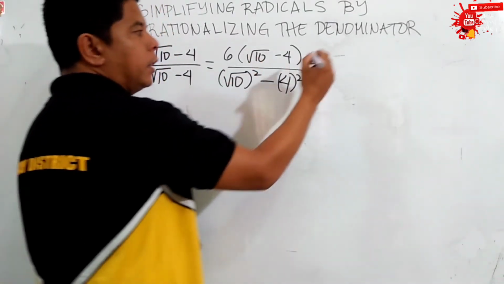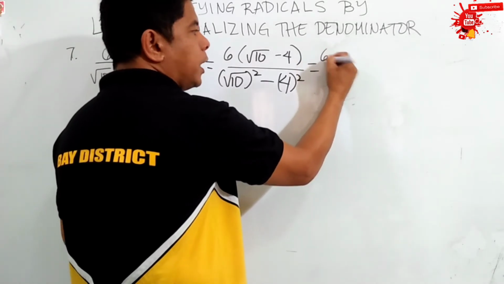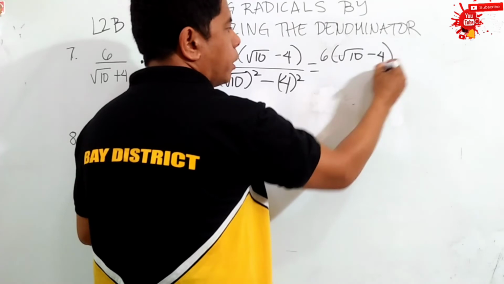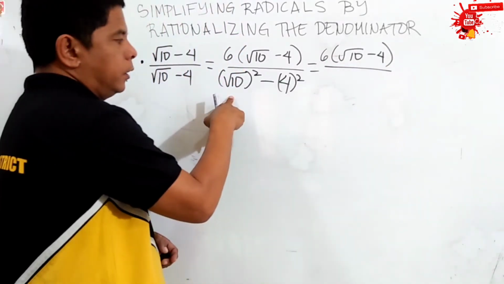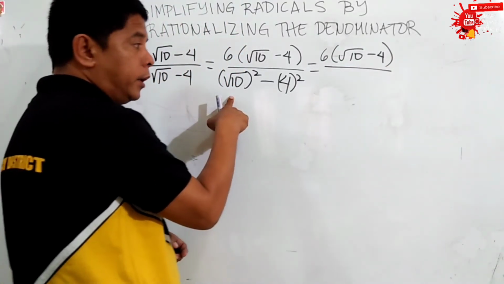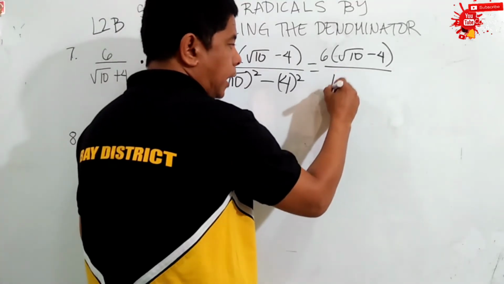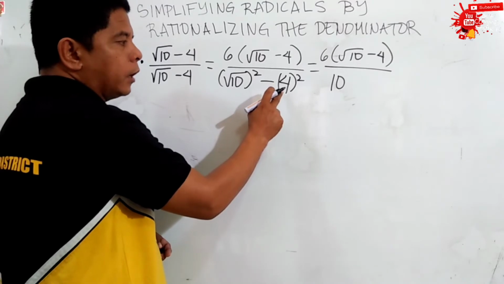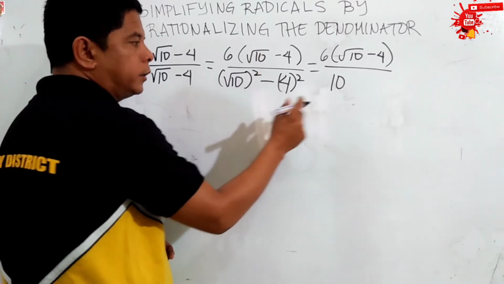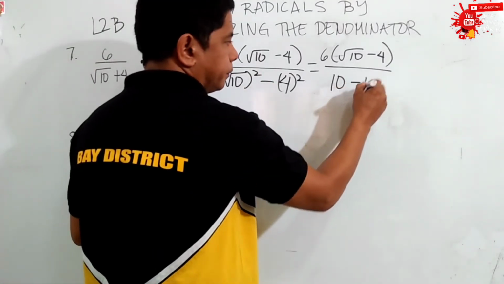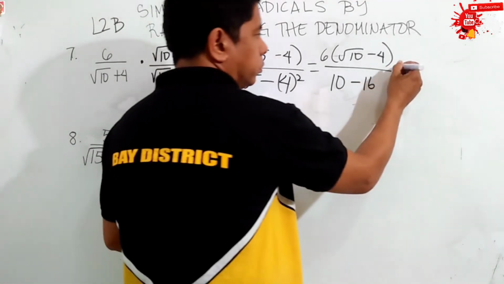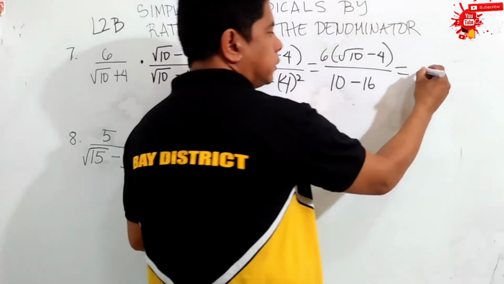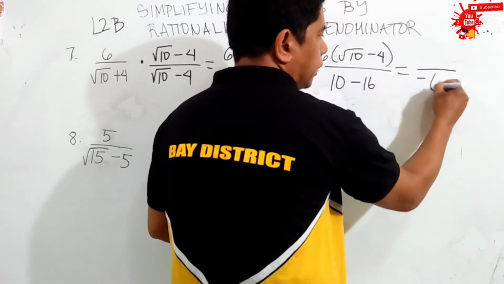Simplify. So, copy lang ang numerator. So, we have 6 times the square root of 10 minus 4 over the square root of 10 squared. Tanggalin lang natin ang radical symbol. So, that is 10, and negative 4 squared is 16. So, continue. Simplify natin ang numerator. So, 10 minus 16, we have negative 6.